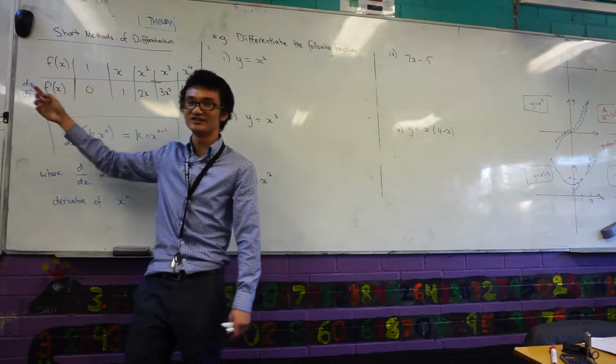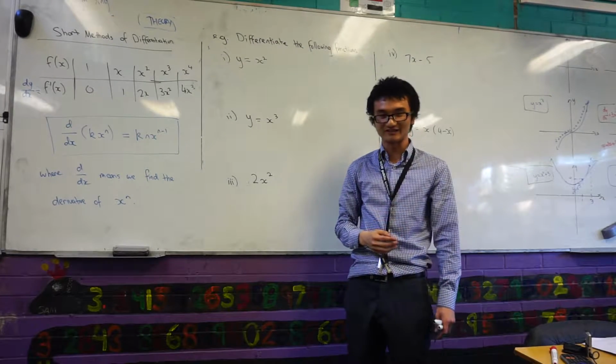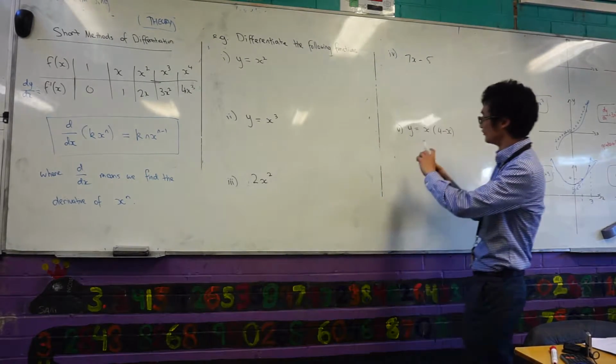There was another guy. His name was Lagrange. And he came up with this notation here, f dash of x. So all of these actually mean the same thing. Let me just write down all of them really clearly.